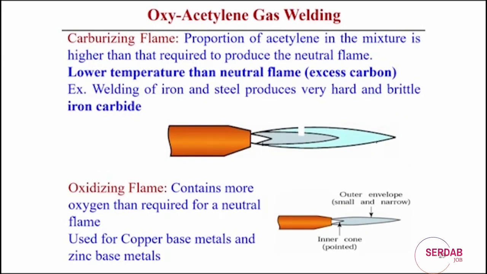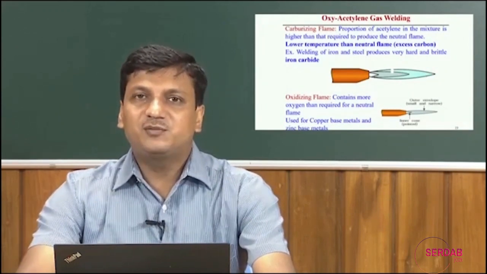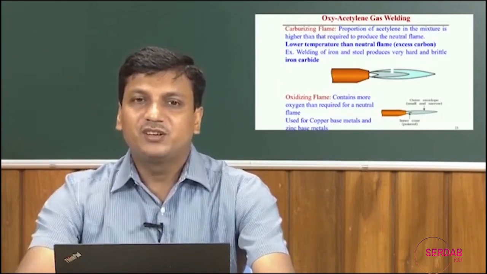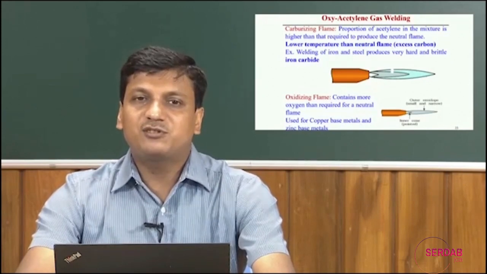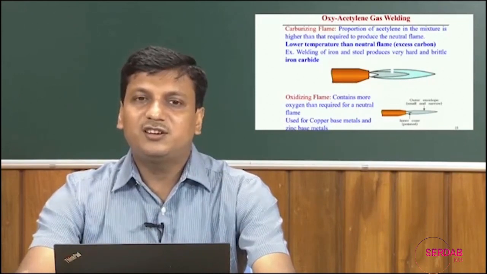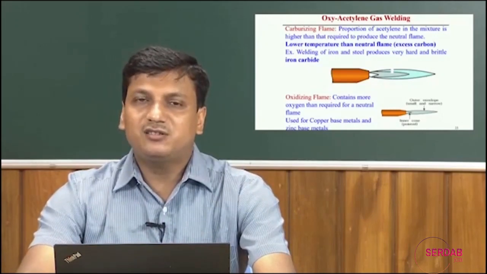Second one is the carburizing flame. In this case, the proportion of acetylene in the mixture is higher than that required for the neutral flame. So that means the acetylene part is more and the oxygen part is less with reference to the neutral flame. Definitely, due to the absence of oxygen, there may be some unburned acetylene in this case. So sufficient burning does not occur.